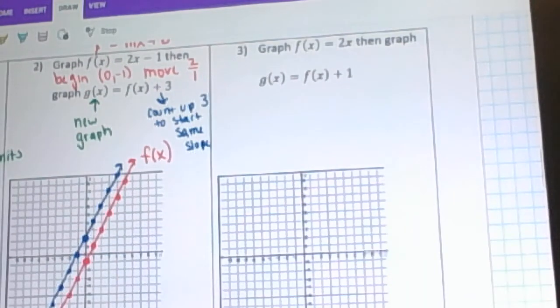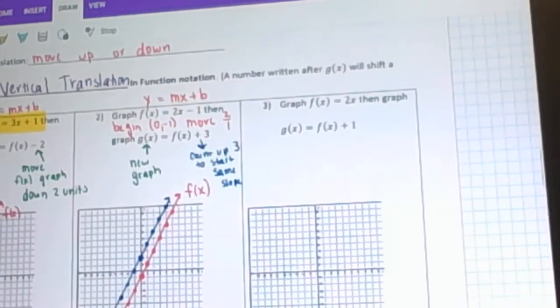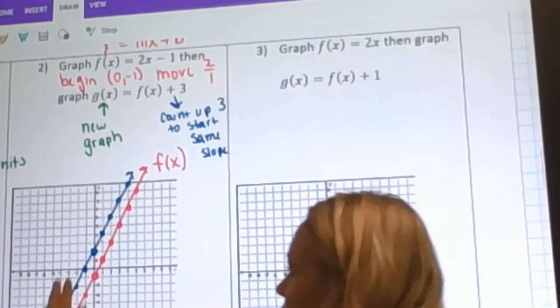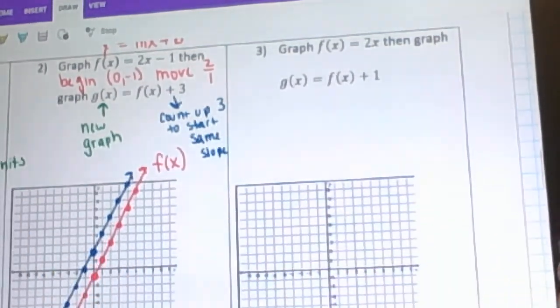If it's just a vertical slide or a vertical shift, it should always have the same slope. So it's a parallel line. Have you guys learned that parallel lines have the same slope? These are like train tracks. They're not at a different angle. They're matched up.